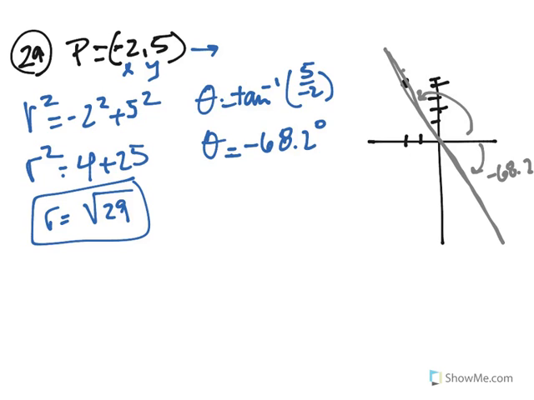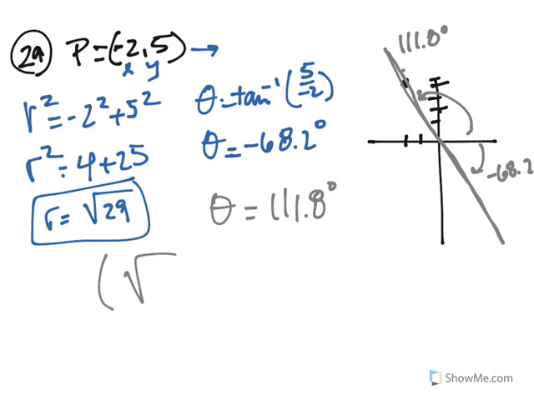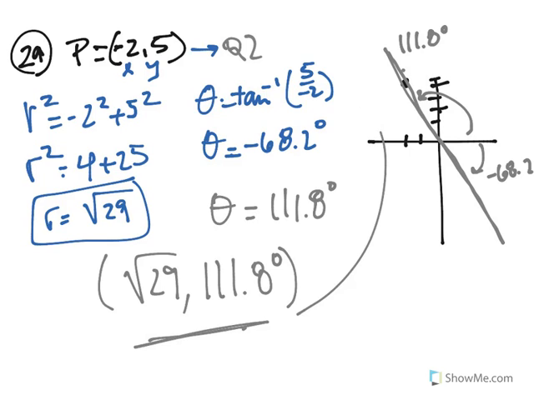To do that, you can just do 180 plus this negative 68.2. That's going to give me 111.8. And so that's actually the theta that I'm going to use, 111.8. So my normal point is root 29, 111.8. Again, we had to do that because we're not in the fourth quadrant, we're in the second quadrant, and I need this point to match that fact.